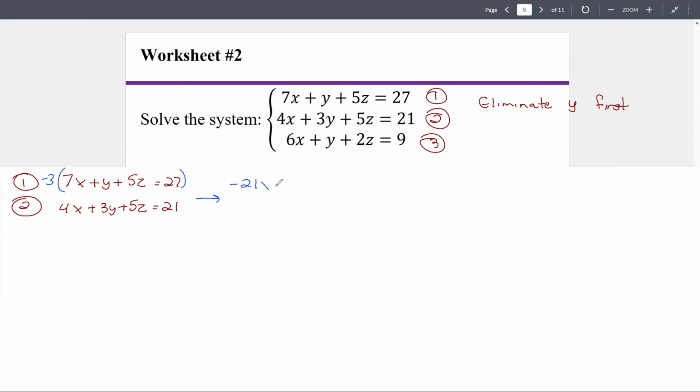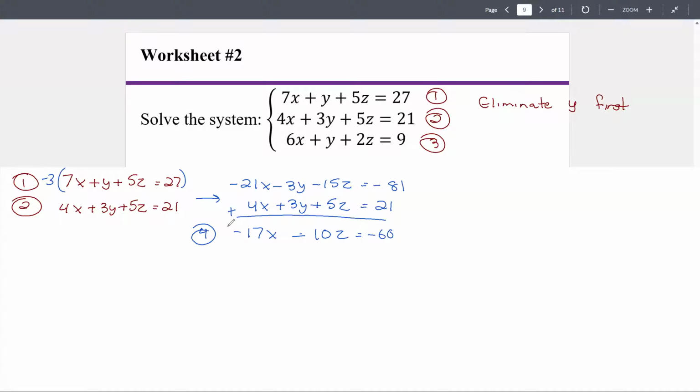So this is -21x minus 3y minus 15z. And 27 times negative 3 is going to be negative 81. Then we have 4x plus 3y plus 5z equals 21. So when we add that together, we end up with negative 17x minus 10z equals negative 60. And this is equation 4.